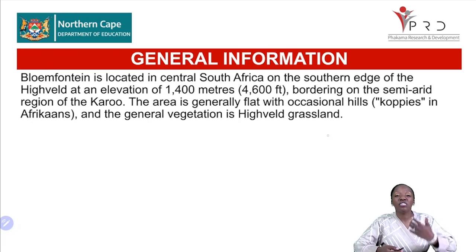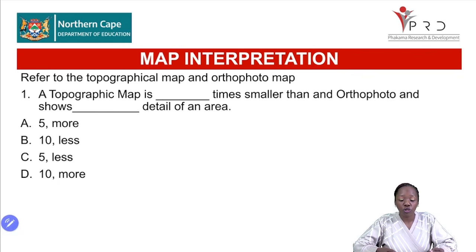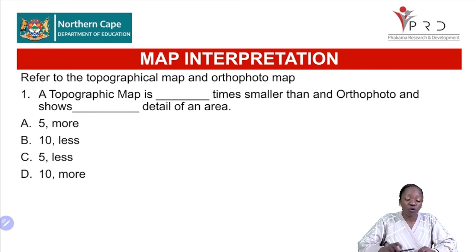Remember, you need to interpret the map as well as the GIS. So we're going to have our first question. On our first question, as we are saying, it's map interpretation. Here it says refer to the topographical map or your orthophoto map, which means some of the questions will be based on your topographic map, and some of the questions will be based on the orthophoto map.